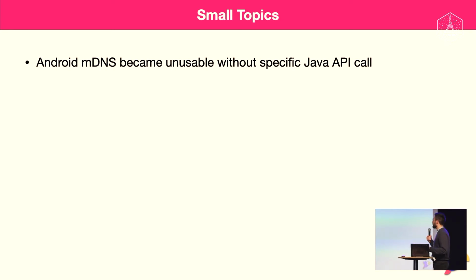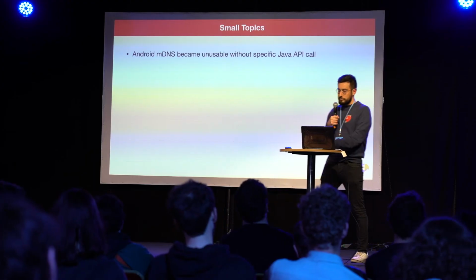Because in Golang you can't access the interfaces directly. So you need to go through the Android API to find those interfaces, to find the interfaces that support multicast DNS, to actually use mDNS on it.